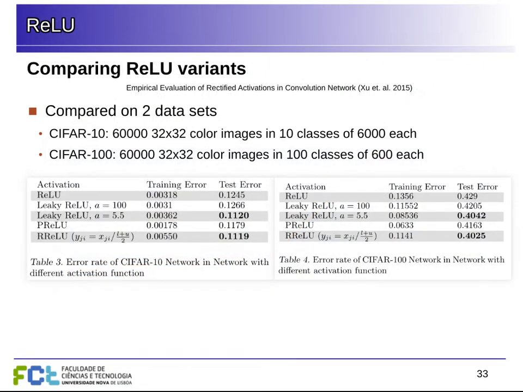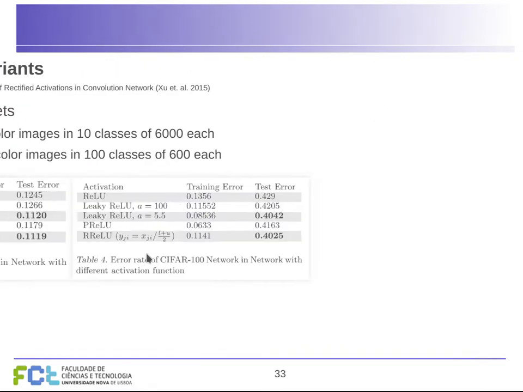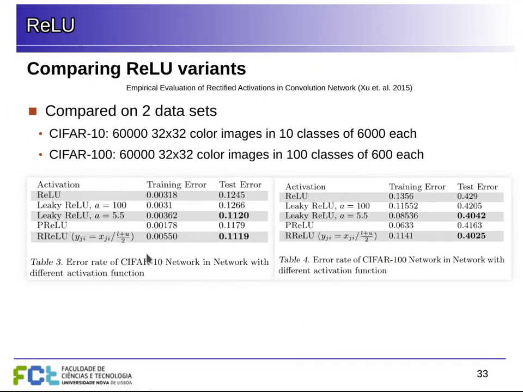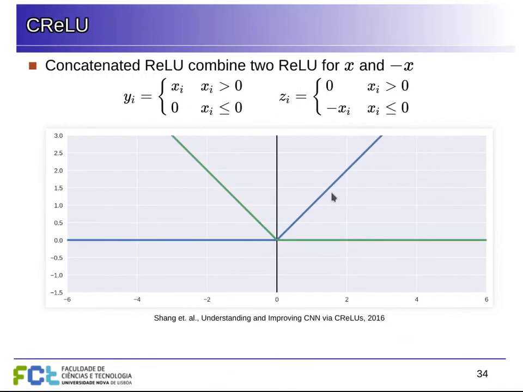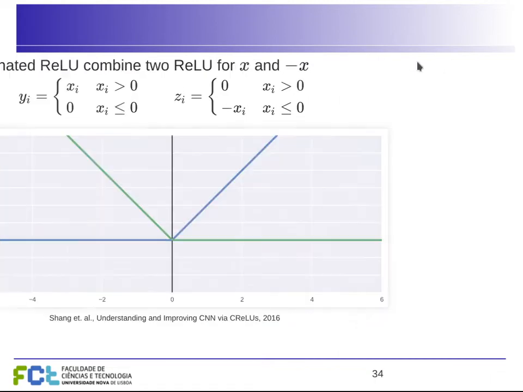So comparing different data sets, this paper from 2015 showed that leaky rectified linear units appear to be the best. There are also some other variants like concatenated rectified linear units. So basically we join together one ReLU for one side and then the inverse for the other, and we get this V.